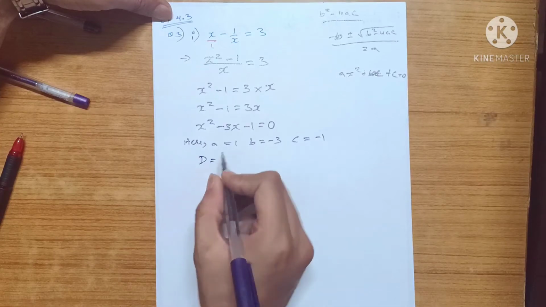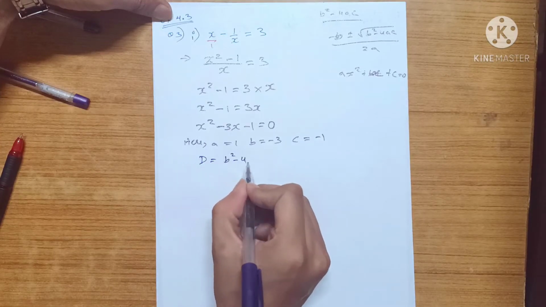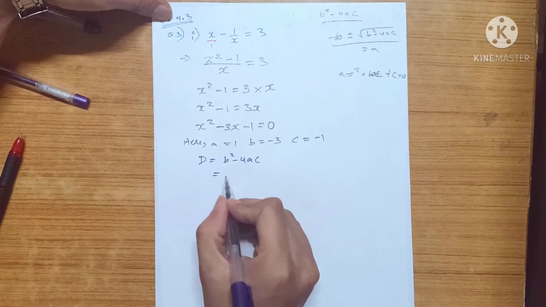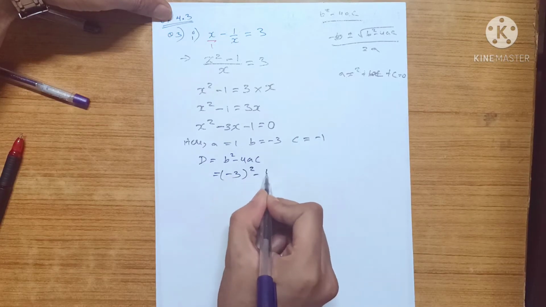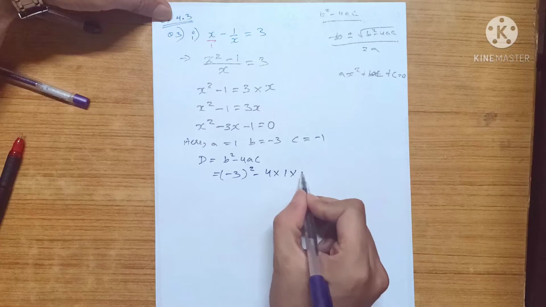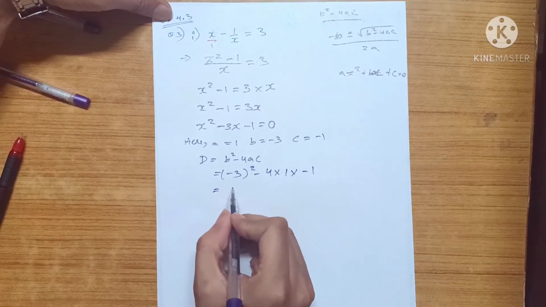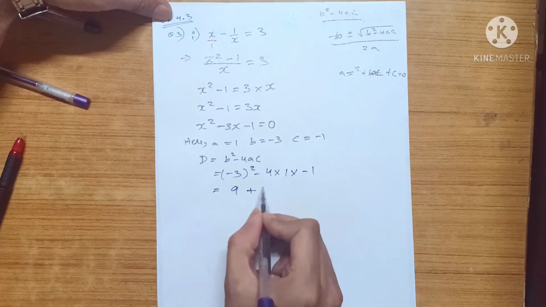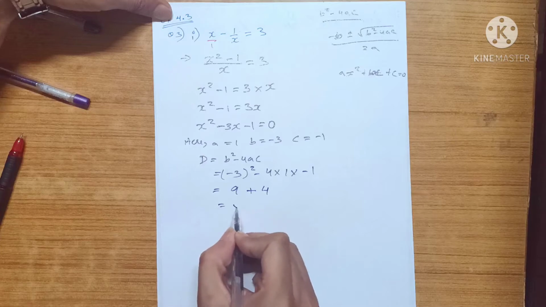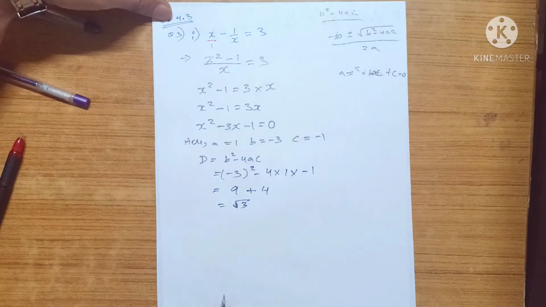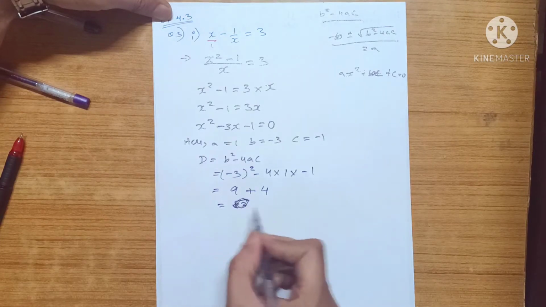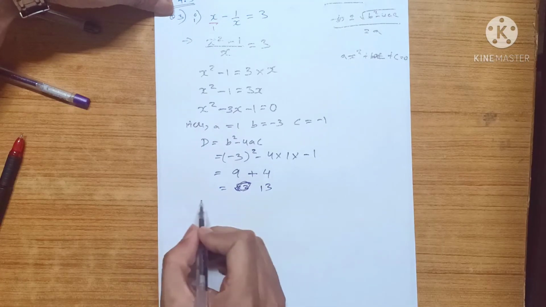So D equal to b squared minus 4ac. b is minus 3 here. 4 into a is 1, c is minus 1. So we're getting 9 plus 4 equal to 13. I mean, not root over 13, sorry, 13.